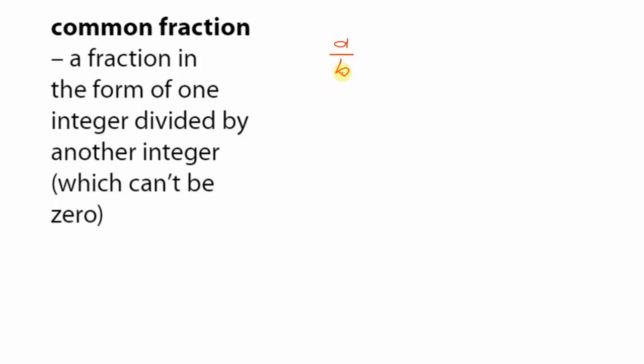In other words, we are dividing by an integer, and this integer at the bottom may not be equal to 0, as we cannot divide by 0. It's impossible to share something with nobody. So now we have our definition of a common fraction. Examples would be 5 over 6, -3 over 2, etc.